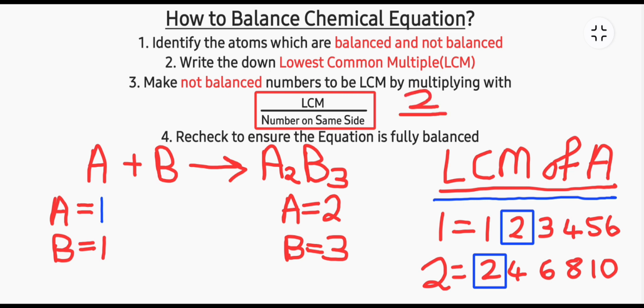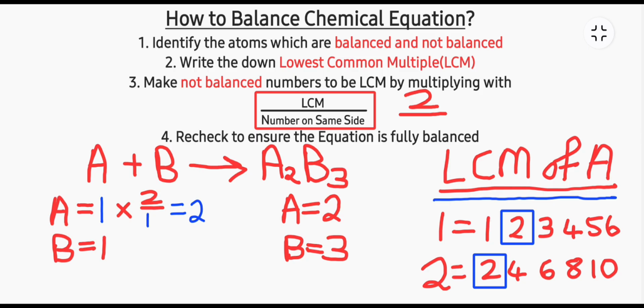I will write the LCM over. Now number 3 is: make the unbalanced numbers to be the LCM by multiplying with the LCM over the number on the same side. It means this one I'm going to make to be an LCM. But this one already is in the LCM. So how can I make this to be an LCM? I'm going to multiply with a 2 over the number on the same side. The number on the same side is number 8. So to multiply I have 2 over 1, and that would give me a 2.